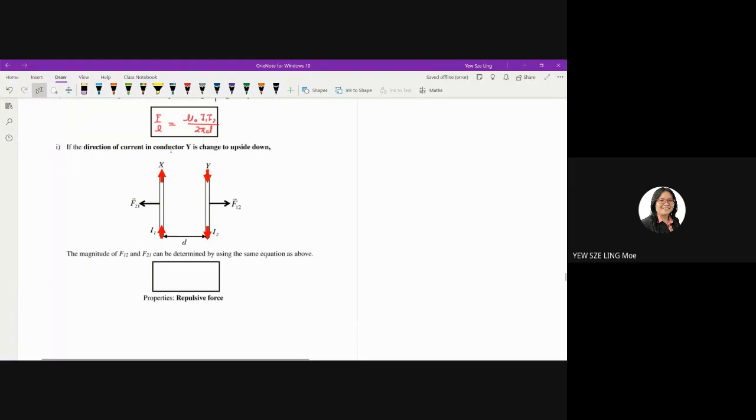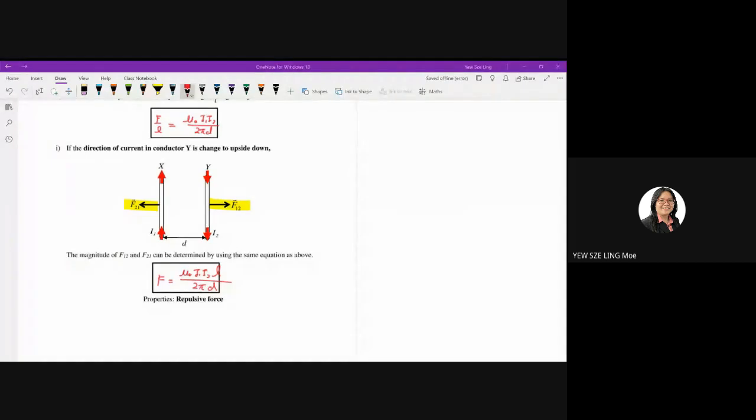So if the directions are opposite, what does it mean? It means they will have a repulsive force between them. In that case, F is also equal to mu naught I1 I2 L over 2 pi d. The equation is the same, just the direction differs. They still have the same magnitude, but now the direction is a repulsive force direction. It depends on whether the question asks you to determine the force acting on X or the force acting on Y. So that's all. We have just a little extra, I think.